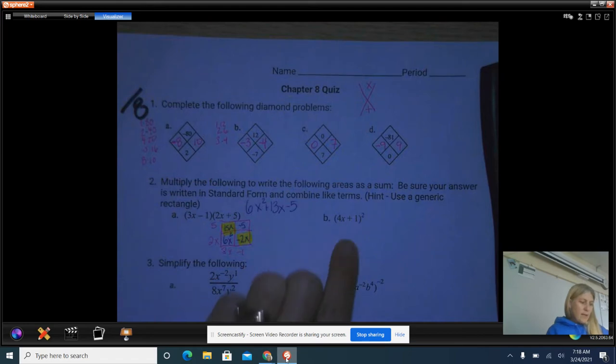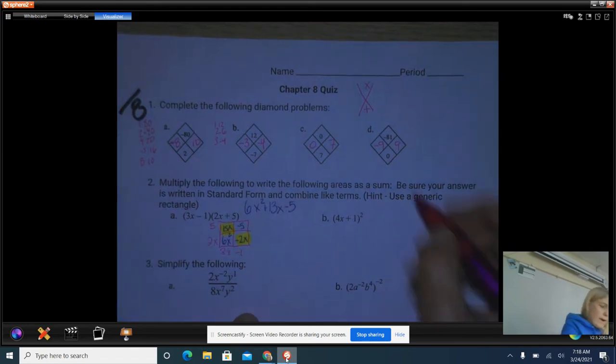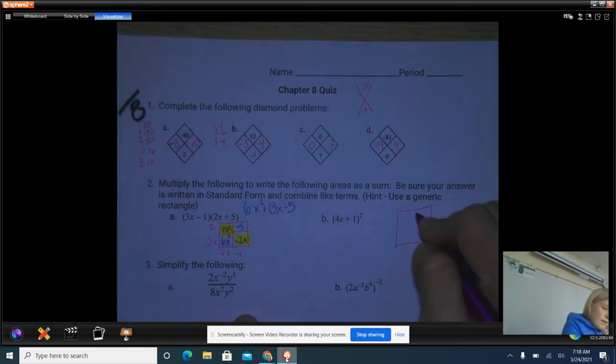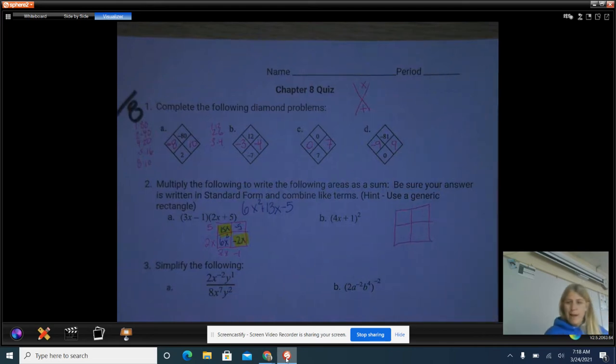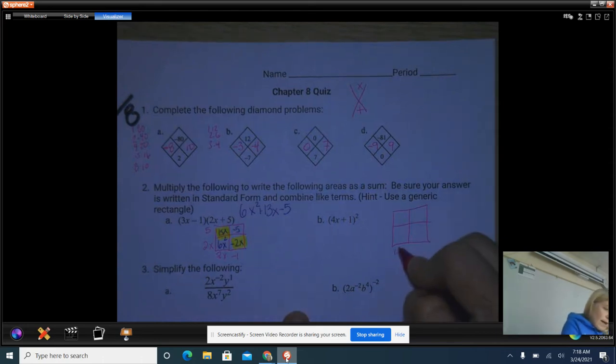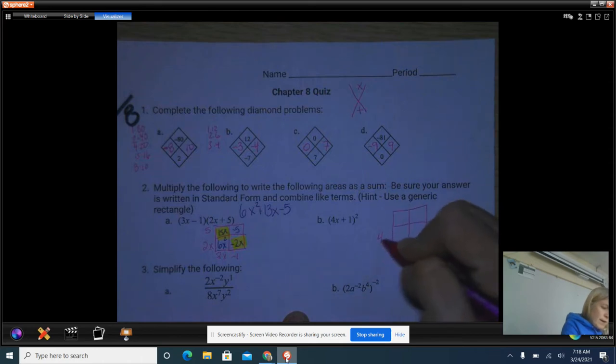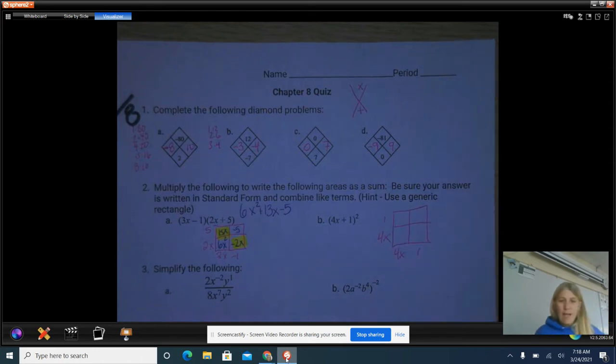Okay, our next one here is a 4x plus 1 squared. Now, whenever we have anything squared, it's the same number multiplied by itself. So 5 squared is 5 times 5. X squared is x times x. 4x plus 1 squared is 4x plus 1 times 4x plus 1. Now, whenever this happens, we know that this parabola has its vertex on the x-axis. And in this case, it would be at -1/4.